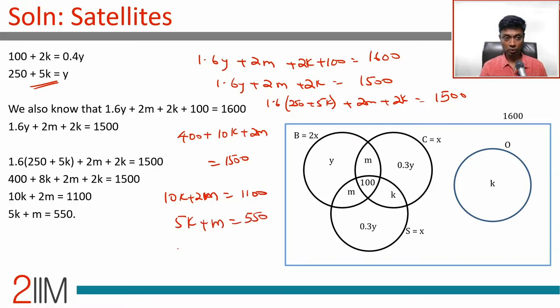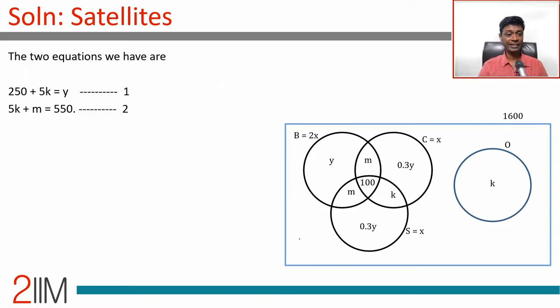We know that 250 plus 5K equals Y. We know 5K plus M equals 550. Fine, wonderful. So we can get a link between M and Y also. We have a link between K and M, K and Y, and M and Y. So let's put these in. I'm going to capture these two as equations: 250 plus 5K is Y, and 5K plus M is 550.